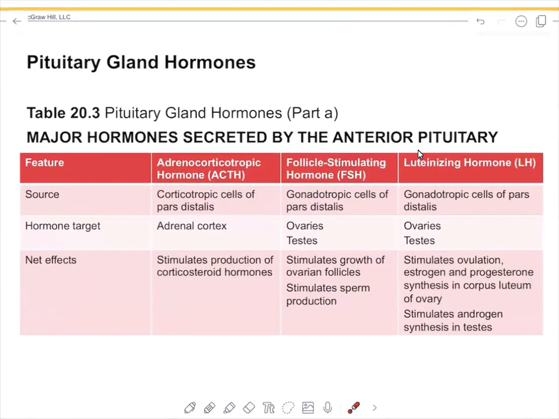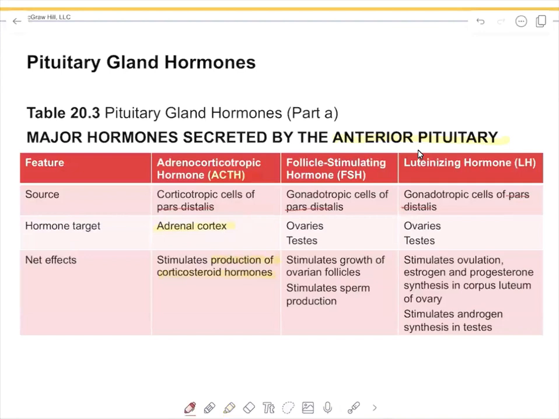On this slide, we have some pituitary gland hormones, and the chart is showing you ACTH, and the source of it would actually be in the anterior pituitary gland. You don't need to know this part, just that it's the anterior pituitary. So instead of knowing pars distalis, all you need to remember is that it's the anterior pituitary gland. The ACTH is going to stimulate the adrenal cortex, and that stimulates production of corticosteroid hormones.